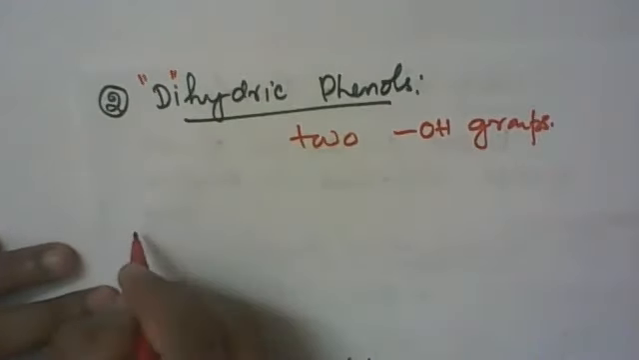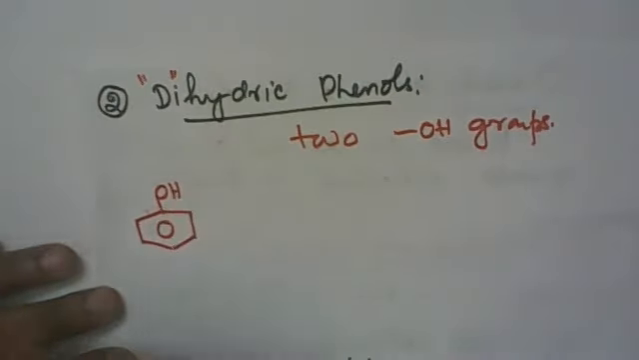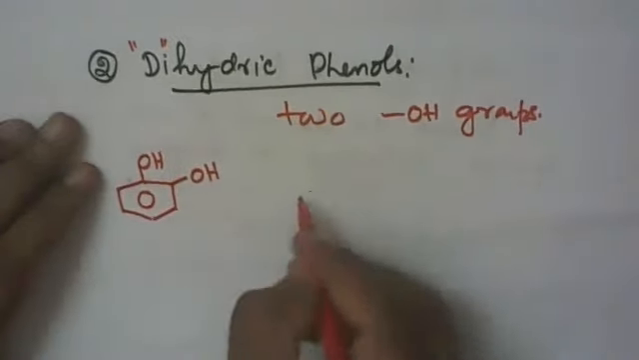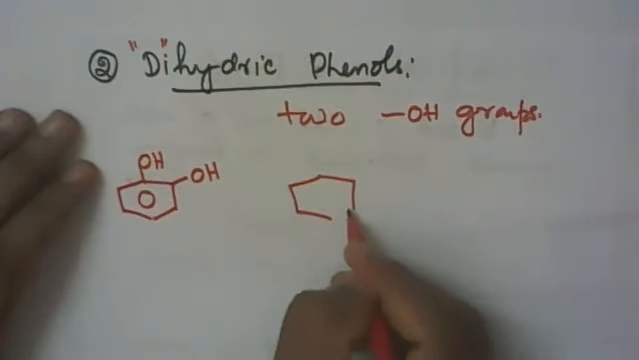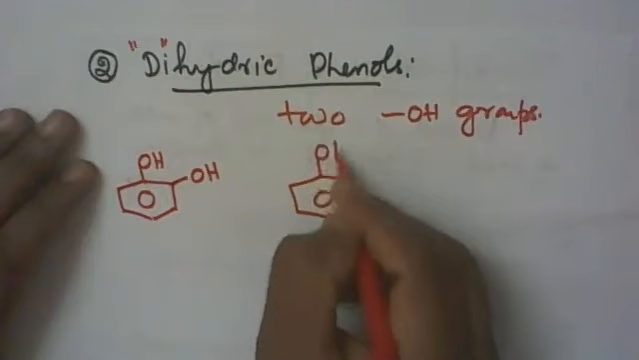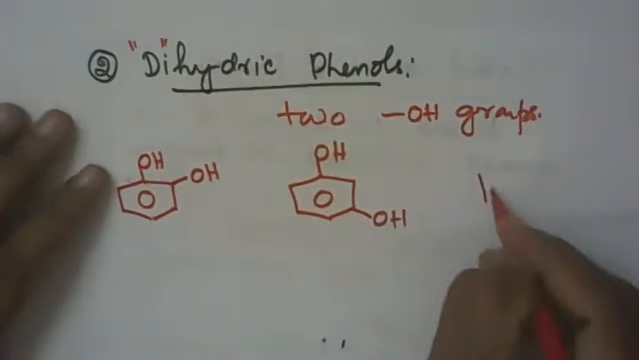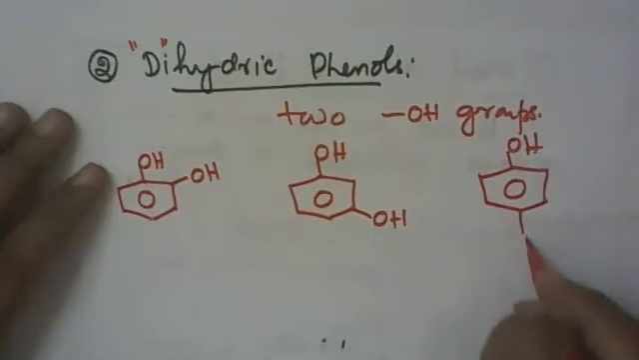So let me take some examples. This is a phenol, correct? Let me take one more OH on benzene itself. Let me take the structural isomers of this compound. I'll change the position: ortho, then meta to each other, and the last one, para to each other.